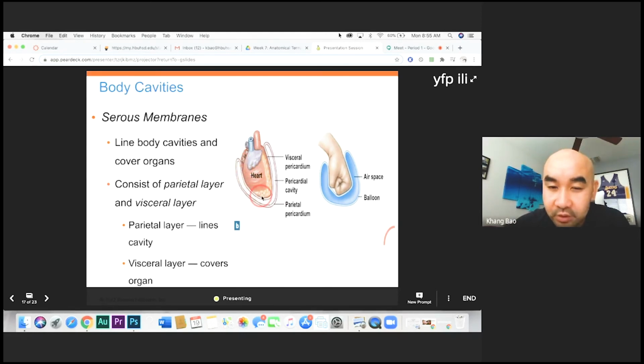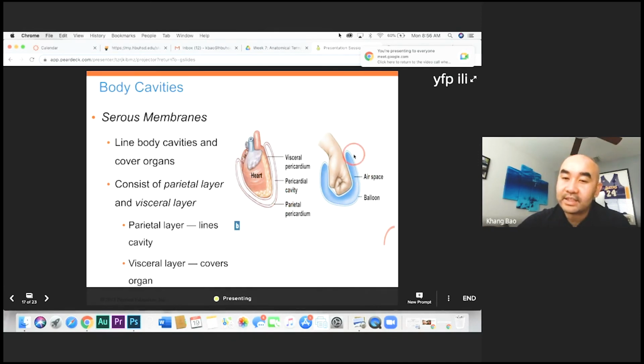Every cavity has two membranes. They have the internal membrane, the inner membrane that is closer to the organ. And you also have the external membrane. The membrane that is closest to the organ, we call that the visceral pericardium or membrane, right? Visceral layer or membrane is the one that's closer to the organ. And the one that's farther away from the organ is what we call the parietal layer. Okay? And that is the one farther away. So again, every cavity has two layers. You have the inner layer that is the closest to the organ, and you have the outer layer that is farther away from the organ.